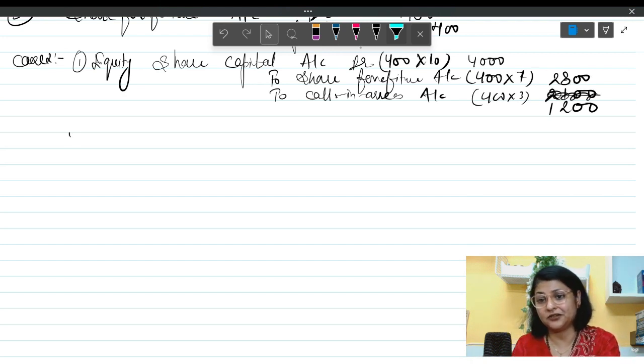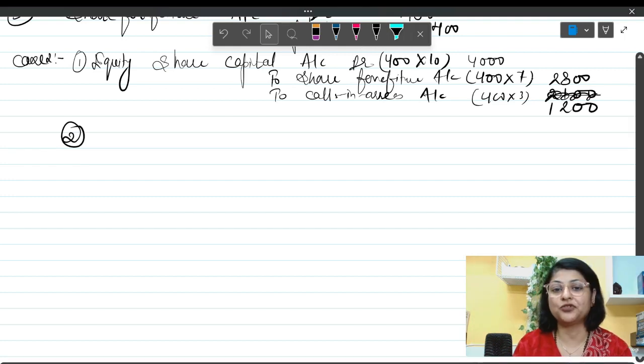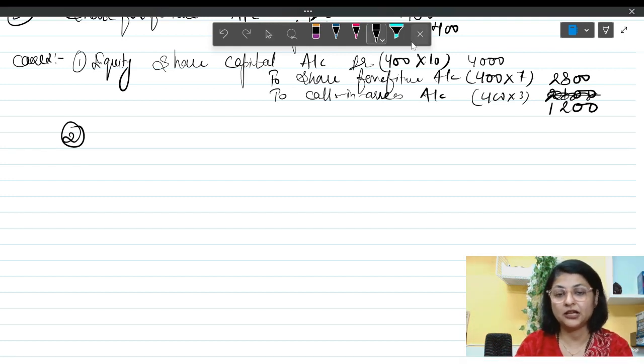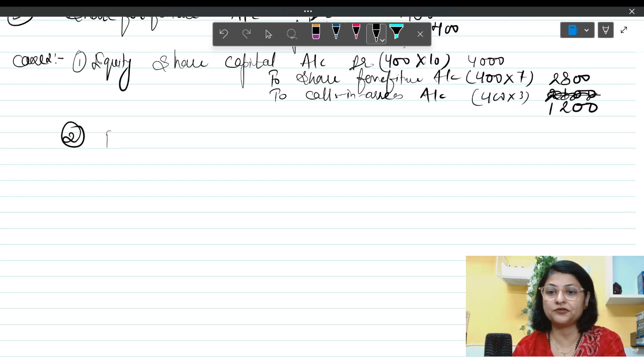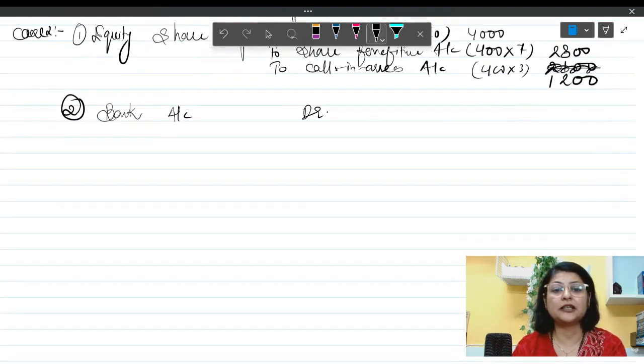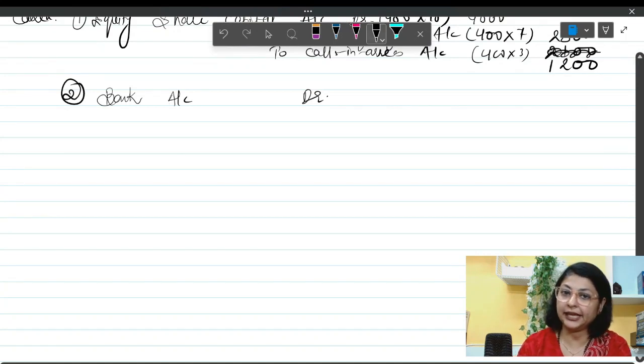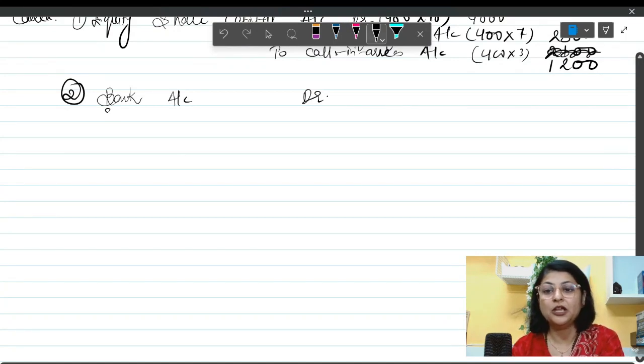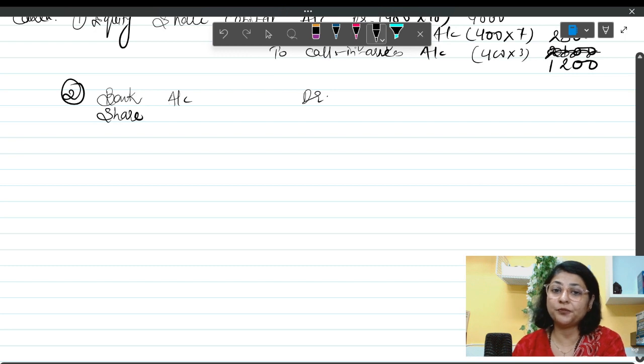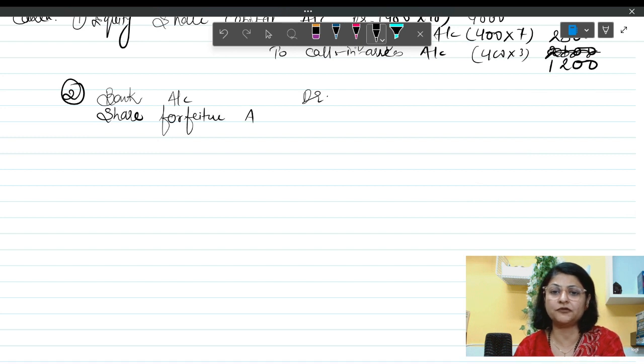Now the next entry which we are going to do is the reissue of shares. For reissue of shares, the entry will be bank account debit. This time the shares are reissued for rupees 8 per share as fully paid up. So I will have to take the 2 rupee discount from the share forfeiture account, for which I am going to write share forfeiture account debit, and on the credit side obviously equity share capital.